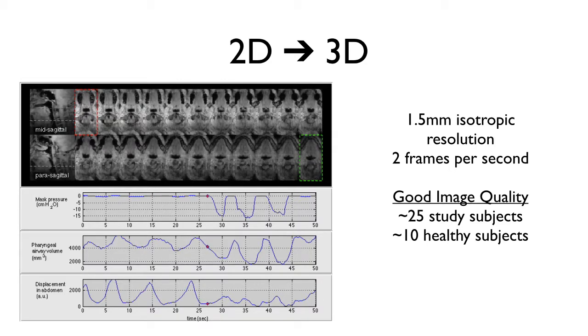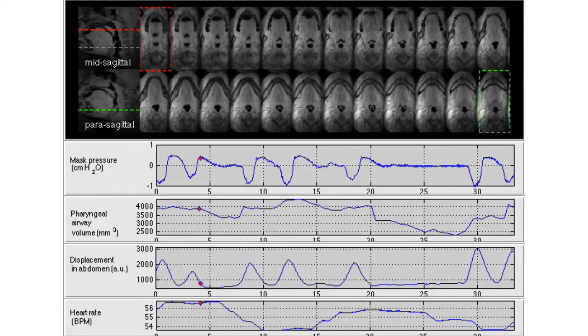And we've had very good image quality in many of our subjects. In all of our subjects to date, only a couple have had poor image quality, and that was due to difficulties of positioning them in the magnet. Now here's an example from a patient. You can see that we're able to get this data and also synchronize it with other physiologic measurements such as mask pressure, airway volume, displacement in the abdomen, and heart rate.